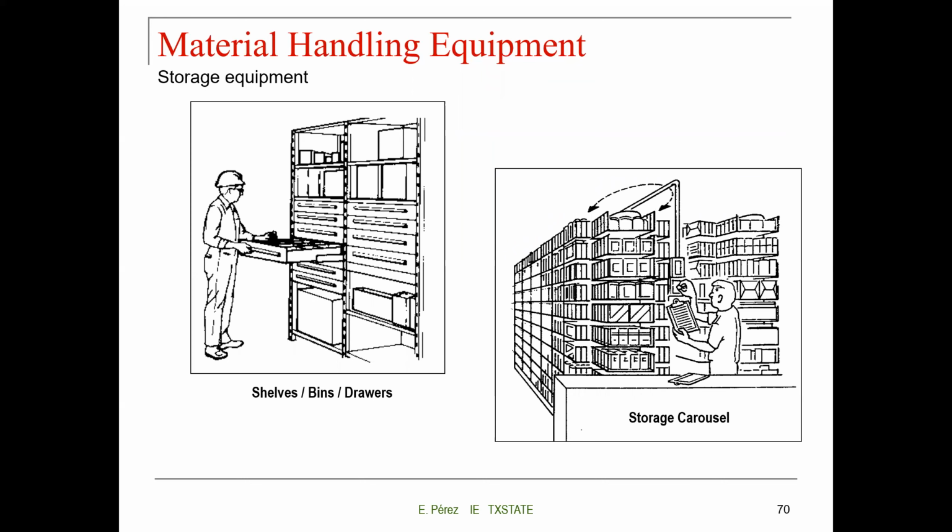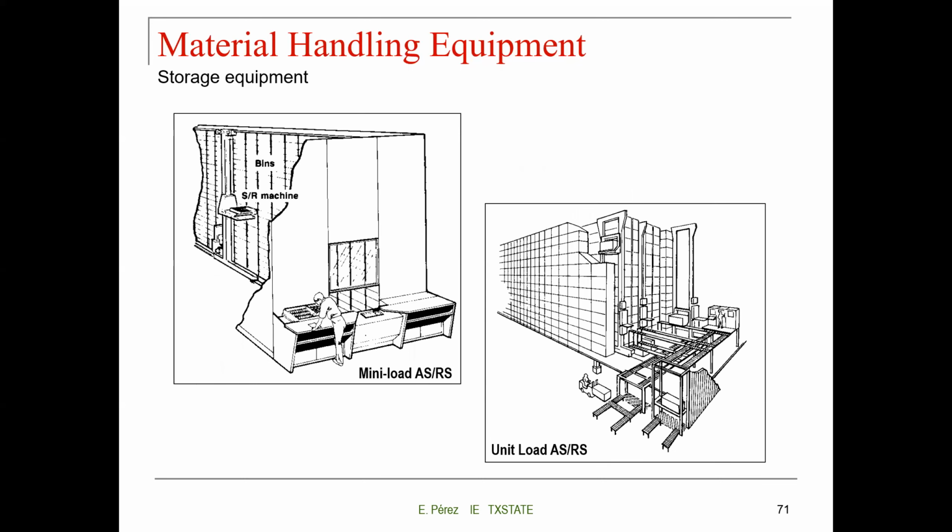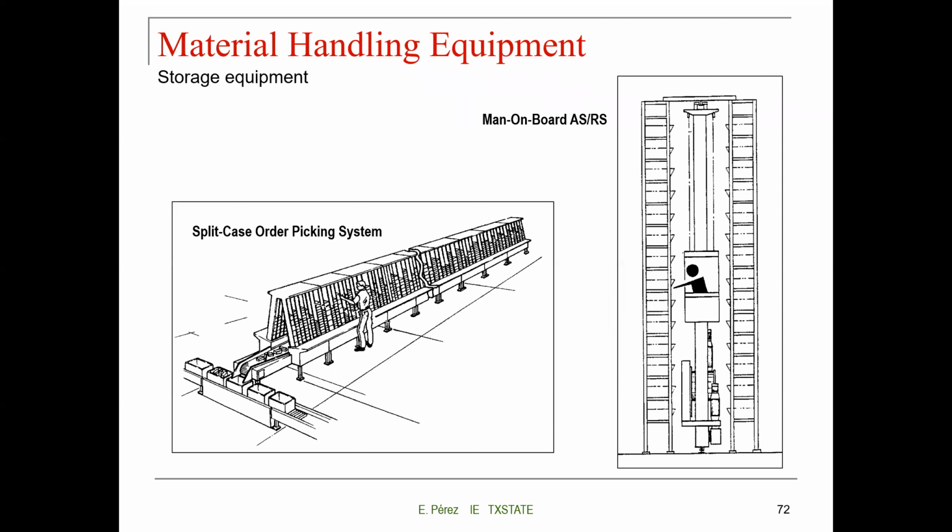The shelf, bins, drawers, and the storage carousel, those are common in HEB. Not UPS, but Amazon and HEB use those storage carousels a lot. Mini-load ASRS and the unit load ASRS. Split case order picking system and the man-on-board ASRS.